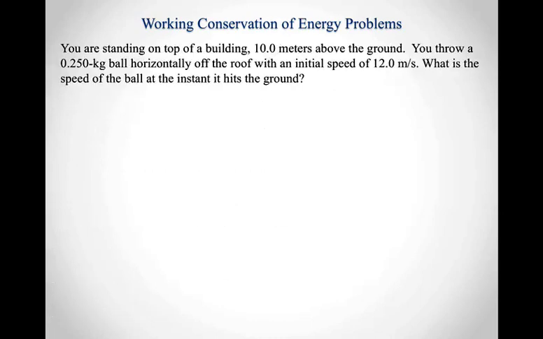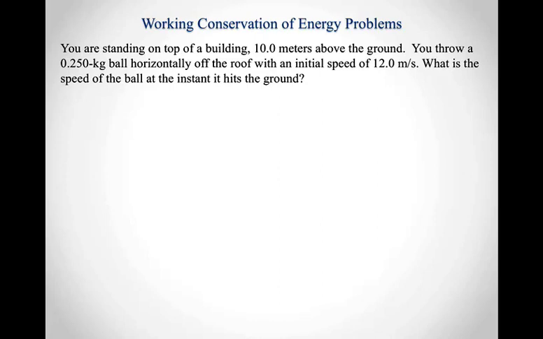So just as a basic example, let's take a problem like this. You're standing on top of a building, it's 10 meters above the ground. You throw a ball, we're told what the mass of the ball is, horizontally off the roof with an initial speed of 12 meters per second. What's the speed of the ball at the instant it hits the ground?